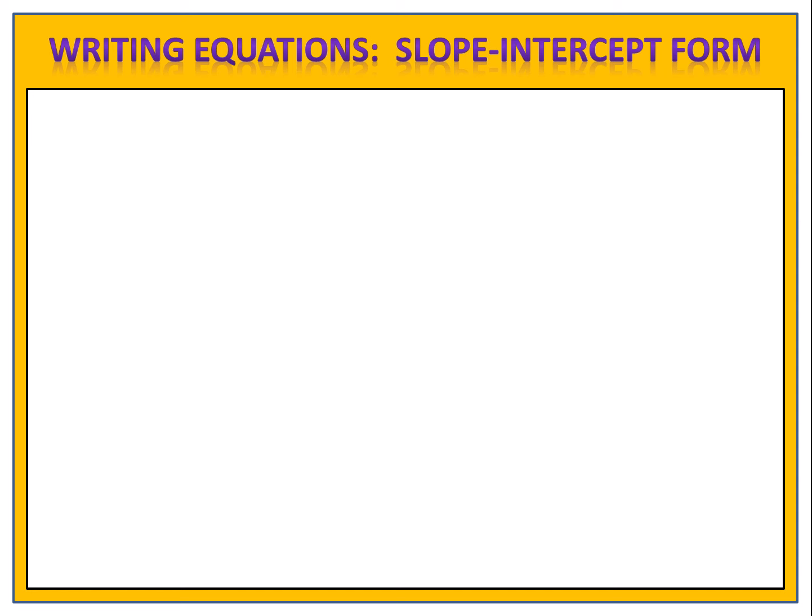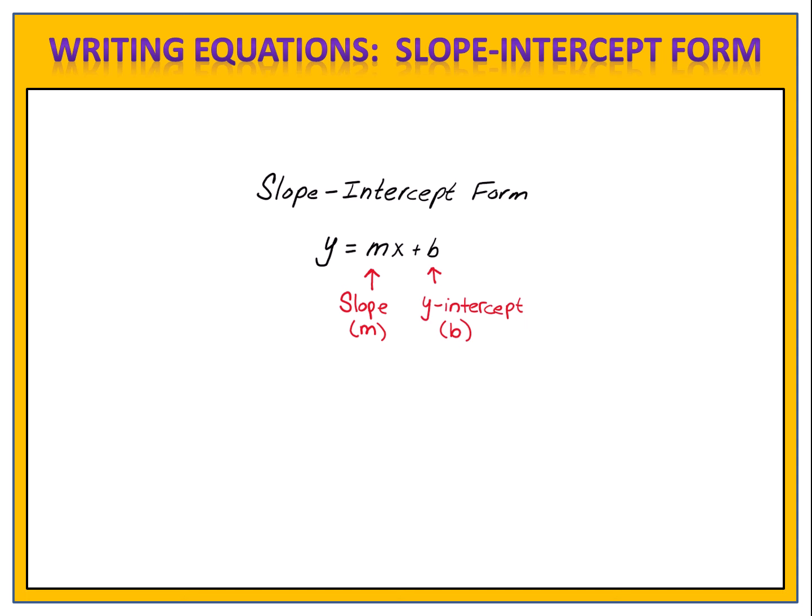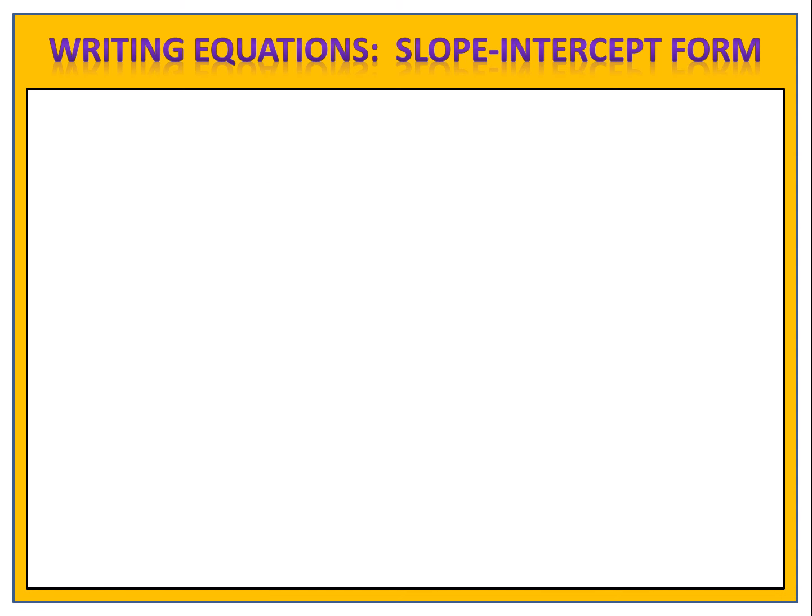Let's start by thinking about what we already know. The slope-intercept form of a line is y equals mx plus b. M represents the slope, which is the steepness and the direction of the line. B represents the y-intercept. We can use this information to write the equations.